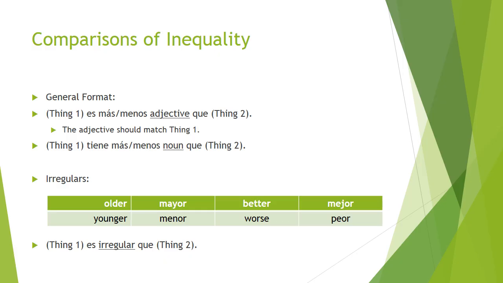There are some irregular comparisons of inequality. Older is mayor, younger is menor, better is mejor, and worse is peor. And when you use an irregular comparison of inequality, it follows this format. Thing 1 or person 1, es, and then you use the irregular, like es mayor que, or es menor que, and then person 2.